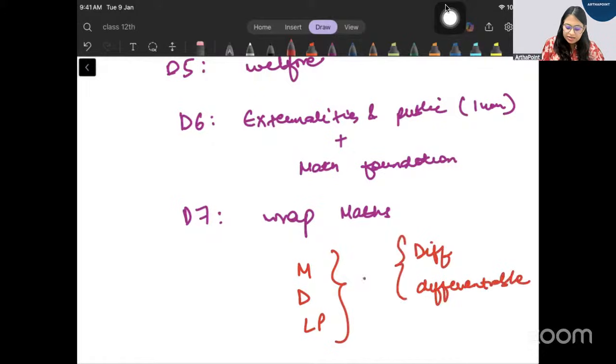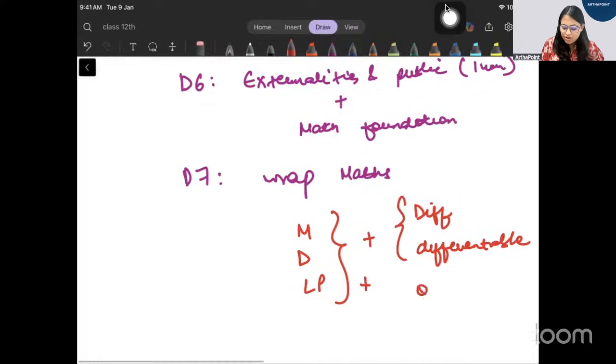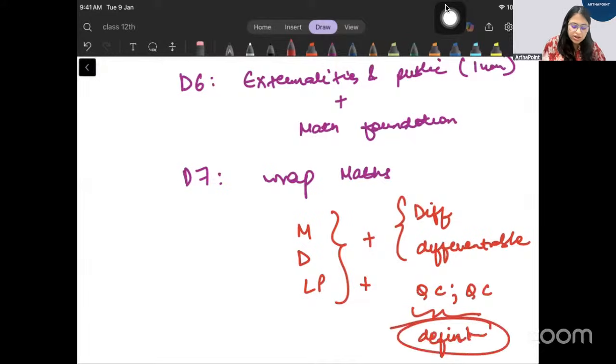And at last, you will focus on quasi-concavity, quasi-convexity definition. One question on each, and revision of the marathons.